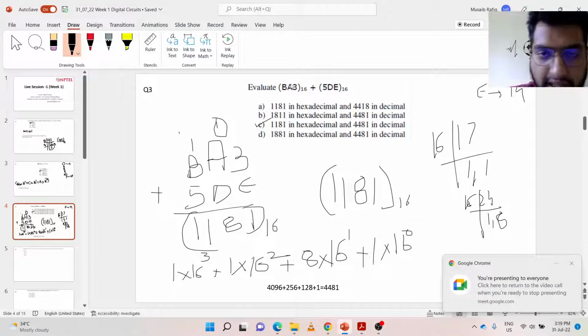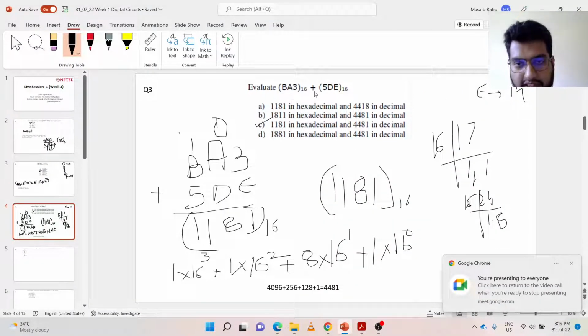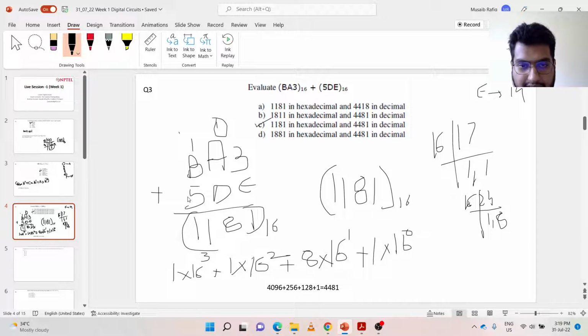So the question was demanding us to add two hexadecimal numbers BA3 and 5DE. So I have written this BA3 and 5DE. E, as you can see here, is 14, and 14 plus 3 is 17. But 17 in hexadecimal is written as 1 1. So I have written this 1 here, and the other one goes to carry. And A is 10, this 10 plus 1 is 11, and D is 13. So this 11 plus 13 is 24. 24 in hexadecimal is 1 8. So I have written this 8 here, and 1 goes to carry.